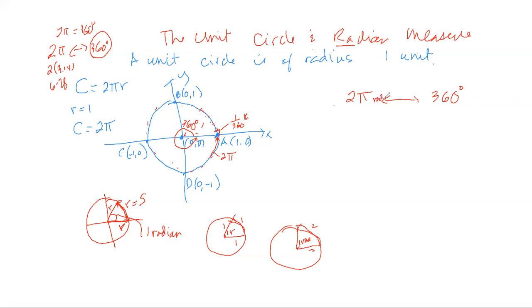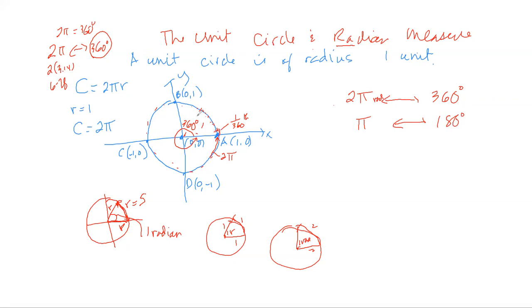Okay, 2 pi radians. But it's understood that if you are using pi, the unit of measure is in radians. So what happens if we divide by 2? Divide this whole thing by 2, I will get what? Pi. And on the right hand side, I will get what? 180. So 1 pi radian is actually equivalent to a revolution of 180 degrees.